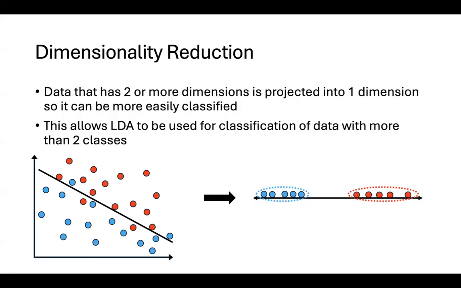Sometimes LDA has to carry out dimensionality reduction, which is where data that has two or more dimensions is projected into one dimension so it can be more easily classified. This allows the LDA to be used for classification of data with more than two classes. So this figure here shows that data is projected onto a new axis for simplified classification.